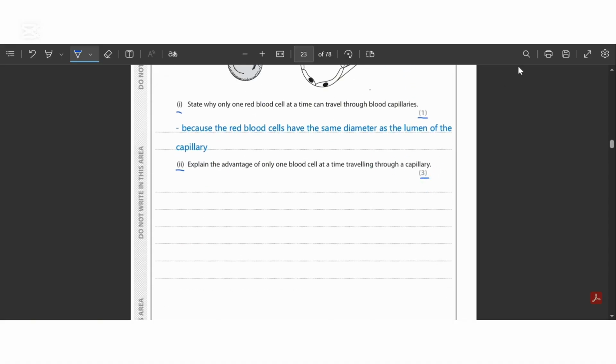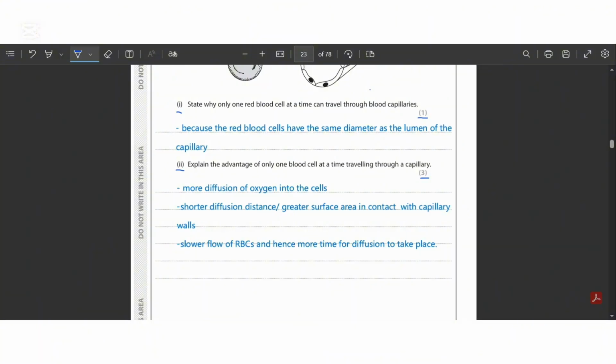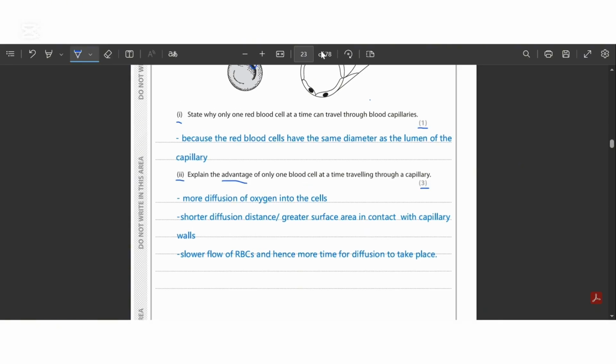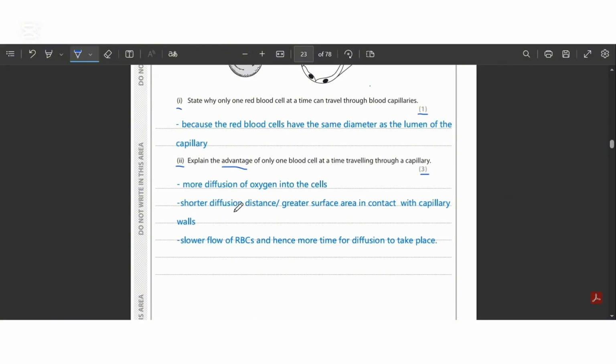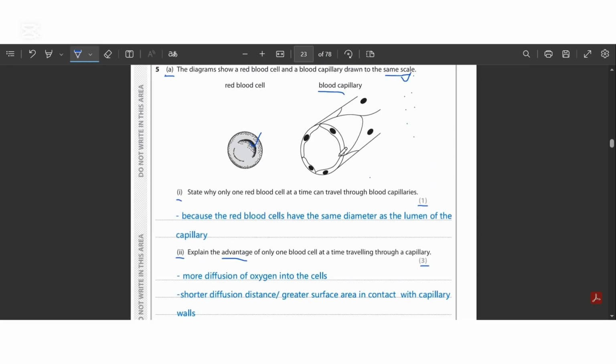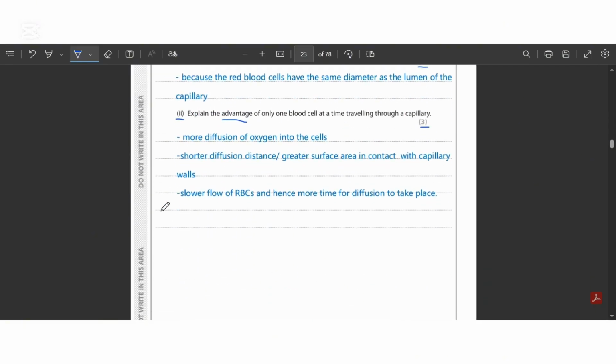Let's answer this question. Since they're asking for advantages, I have listed a few according to the 3 marks: more diffusion of oxygen into the cell, as I have stated earlier, and shorter diffusion distance. You can also write greater surface area in contact with capillary walls, which means a greater rate of diffusion. And the last point, slower flow of RBCs and hence more time for diffusion to take place.